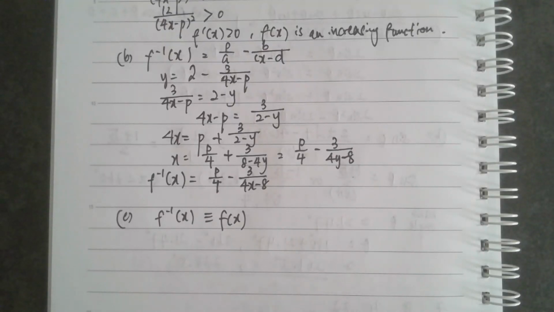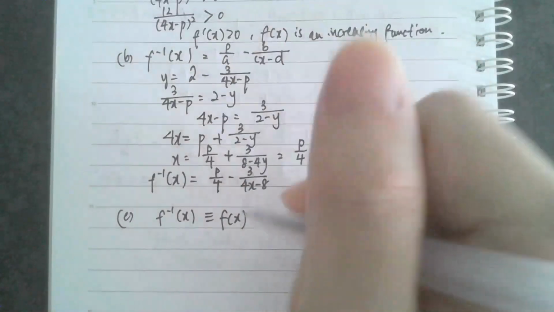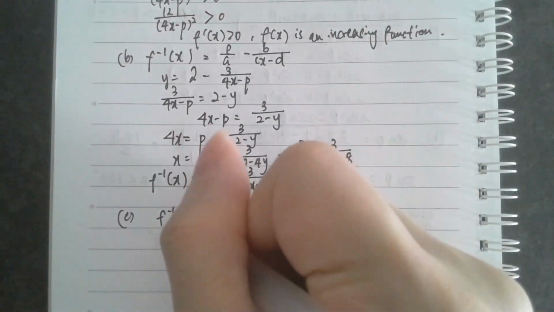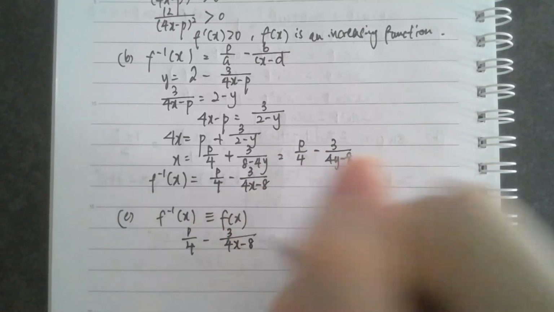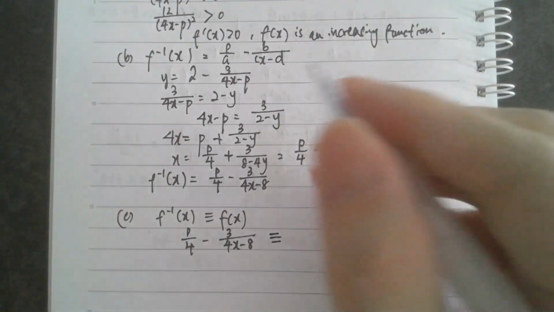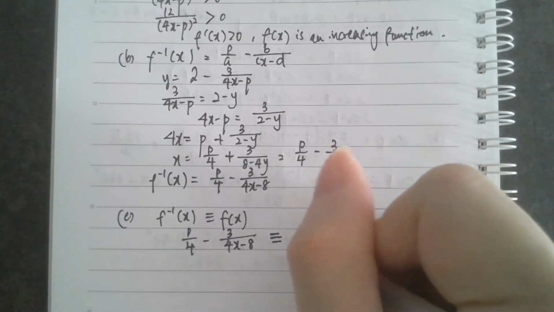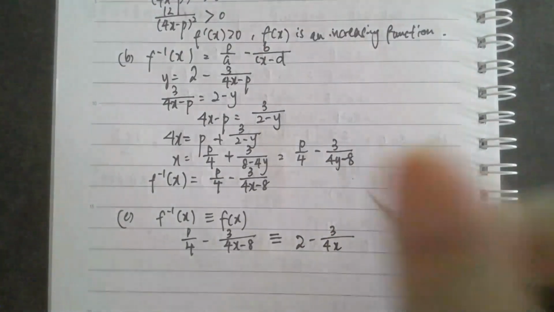Alright, but in this case it's not solving for x, it's actually solving for p. State the value of p, and the question says state, so it's just 1 mark. In that sense, you're not supposed to solve, alright, because it's just 1 mark. So let's see what happens if we equate them together. So this is p over 4, subtract 3, 4x minus 8. We just use the equivalent sign, and this 2 here, 4x minus p.